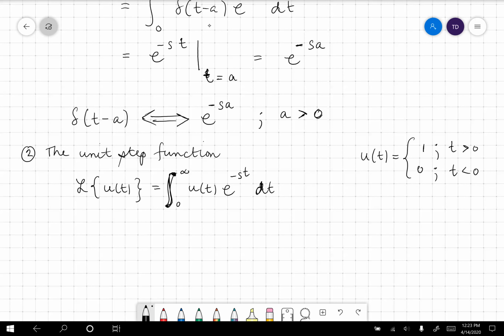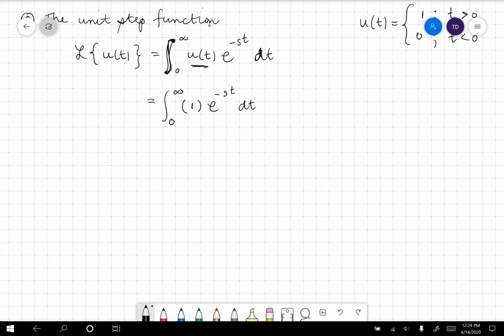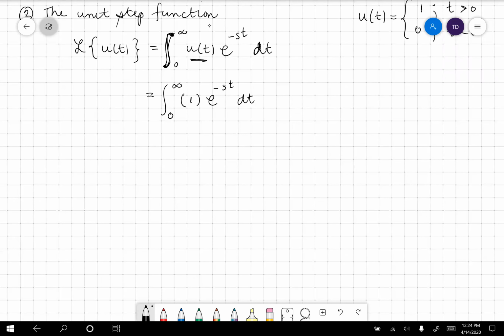So we can break this integral up, or it's already broken up nicely for us because it starts at 0. What is u of t everywhere in this integral? 1. Excellent. So I'm just going to replace it by the number 1: e to the minus st dt. Now, this is an integral of a function that we love. It's the exponential function. I don't know about you, but I love exponentials.